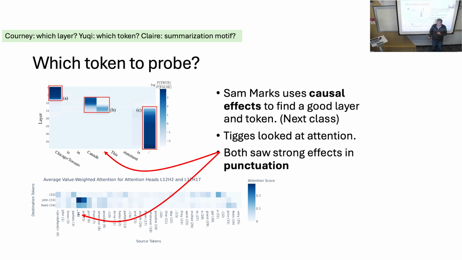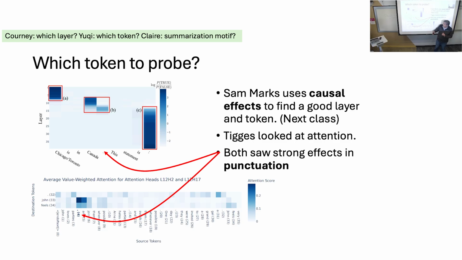And then he runs it again. He says, Toronto is in Canada. The statement is, and he'd expect it to say true. So these two runs are really similar, and what he wants to do is look inside the model to see what variables inside are causal. We're going to have a whole class around this type of causal scanning next week.